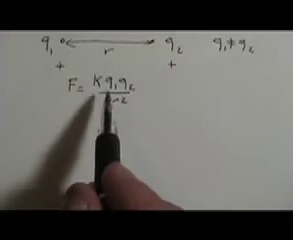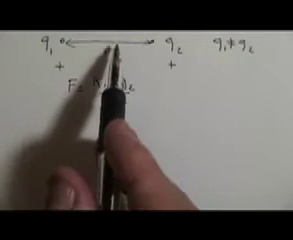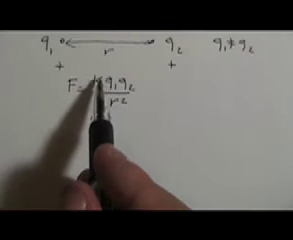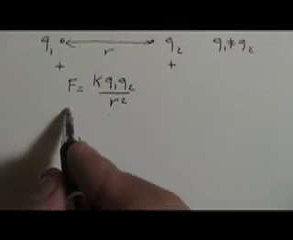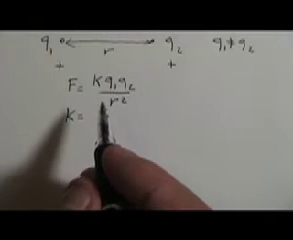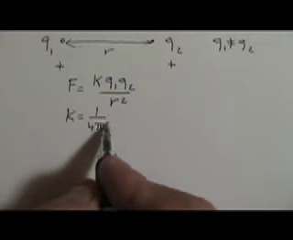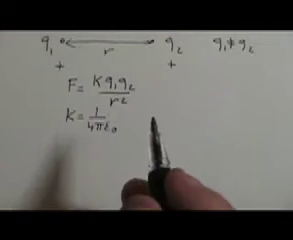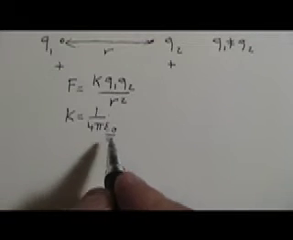Now we know these three parts here that we have, Q1, Q2, and R. There you can see them, they're in the picture. But this K here we don't know yet. K is a constant, okay? And this constant actually is equal to 1 over 4 pi epsilon 0. So the main constant, actually the constant of nature here, is this epsilon 0.